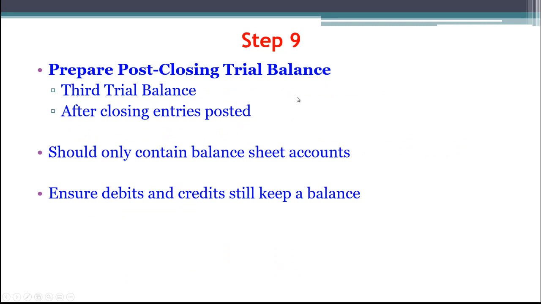And then we're going to prepare the post-closing trial balance. This is the 3rd trial balance now, after, of course, the closing entries have been posted. And this one is a little bit different because it only contains balance sheet accounts. The revenues, expenses, and dividends are gone. The other main difference for this one is that the retained earnings balance is now different than it was before because accounts have been closed out to it. As with the other 2 trial balances, we need to make sure that the debits and credits still balance.